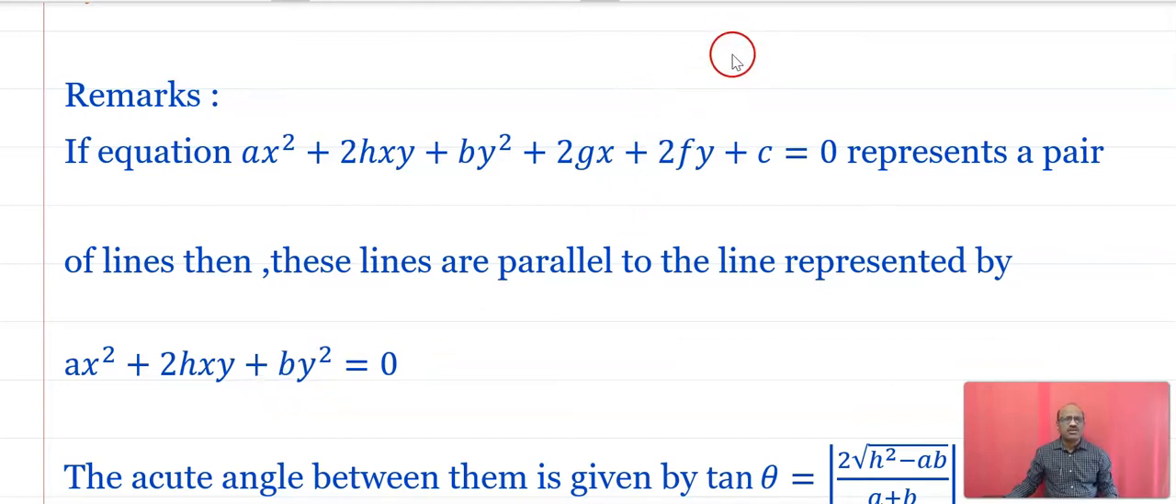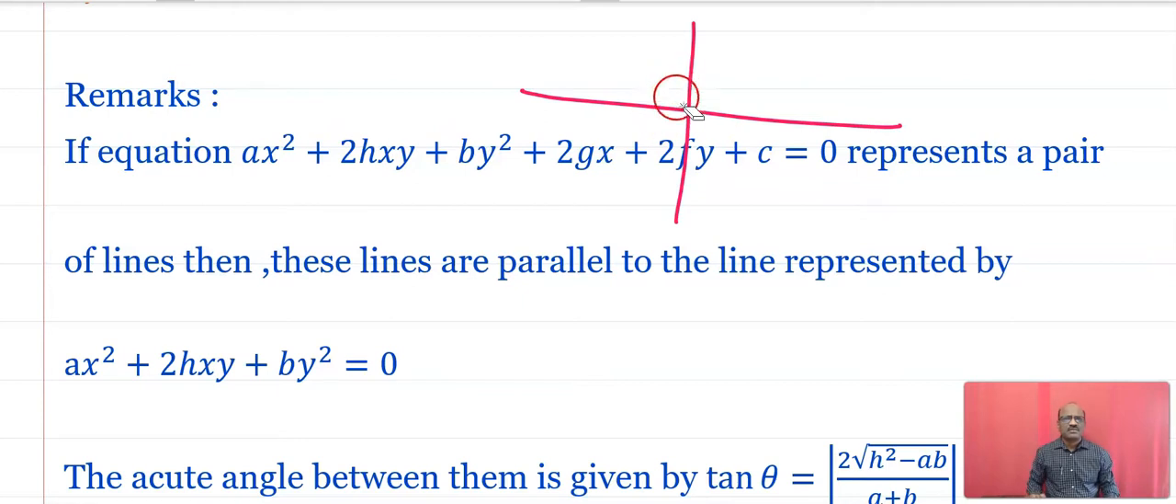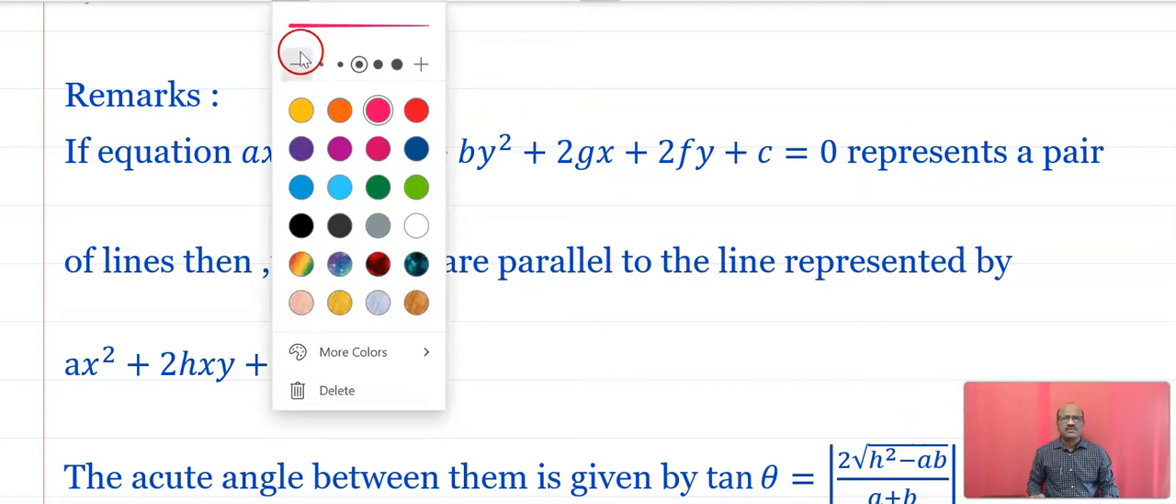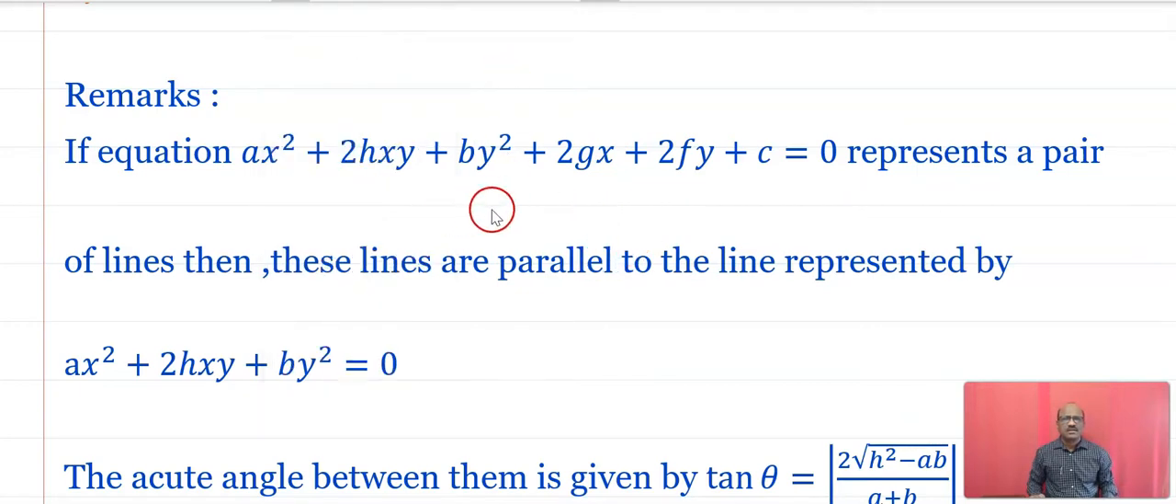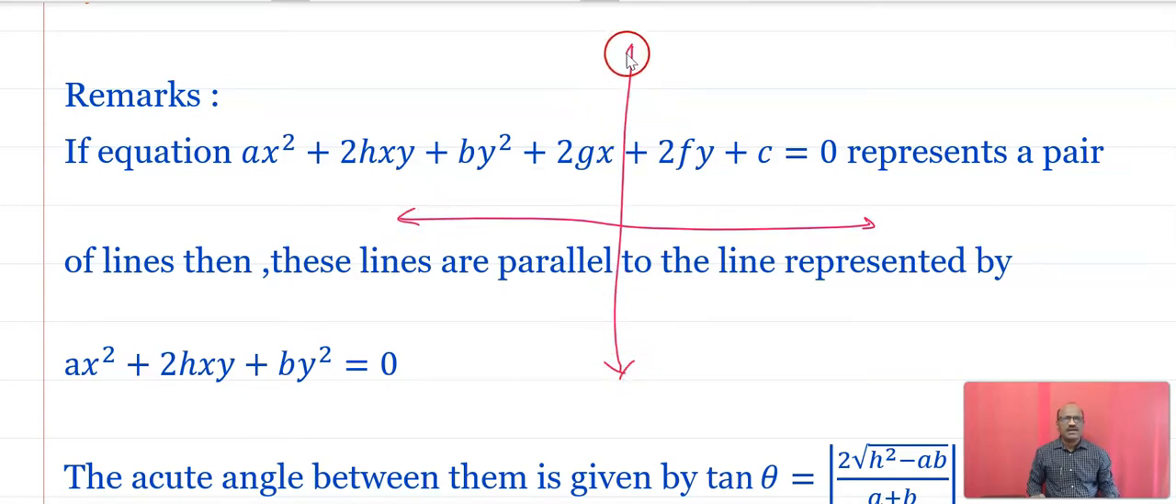Suppose I draw the coordinate geometry in this manner. Now see this again, I will draw again. The first is, this is the x-axis, okay, and this is the y-axis.